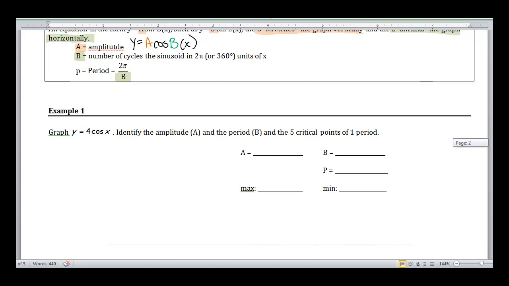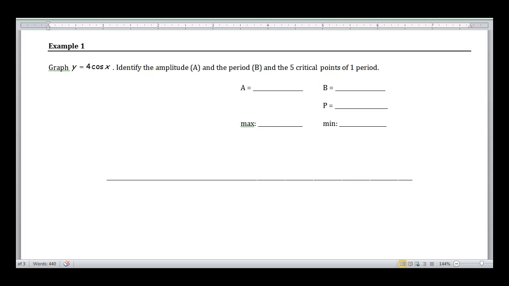So now let's look at it in terms of an example. In example 1, I am given y equals 4 times the cosine of x. I will always ask you to identify your amplitude, your b value so that you can figure out your period, a maximum value and a minimum value, which we can get once we graph the 5 critical points of one period. So let's start with A, the amplitude.